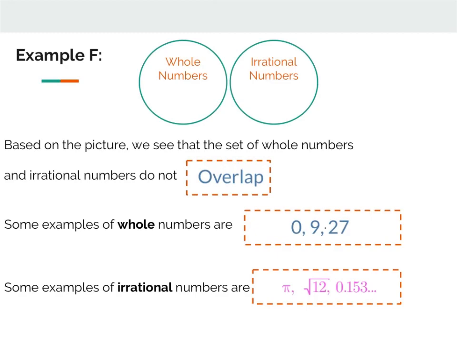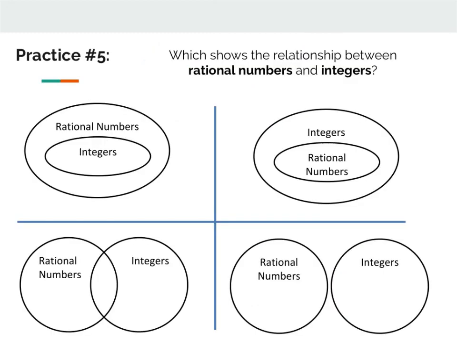So now let's see if you can do some practice on your own. So here we are at practice number 5, and it says, which shows the relationship between rational numbers and integers. So I want you to go ahead and take a look at the pictures. I want you to determine which one is the correct relationship, and then do it yourself. You want to go ahead and pause the video now, and then press play again to see if you are right.